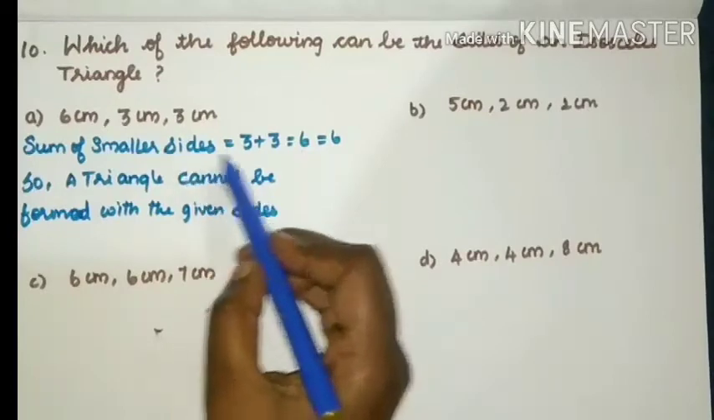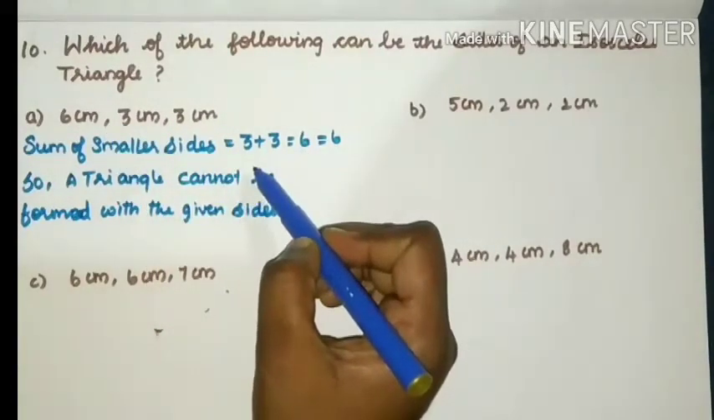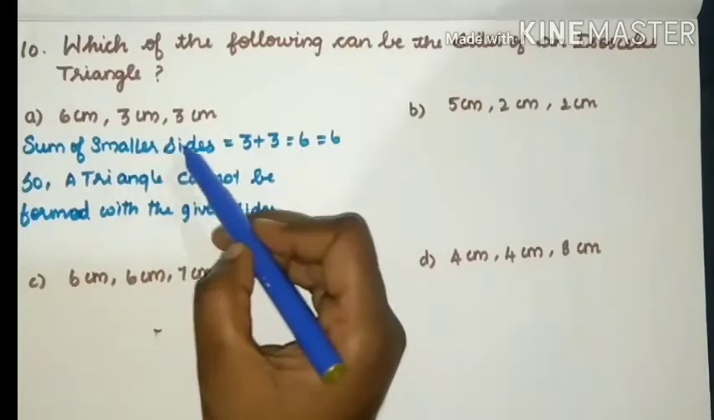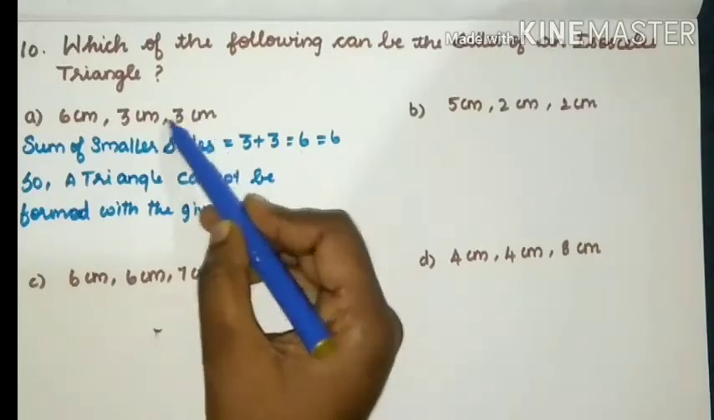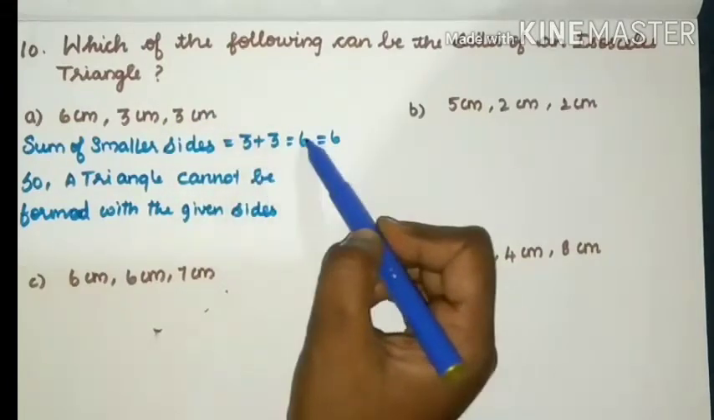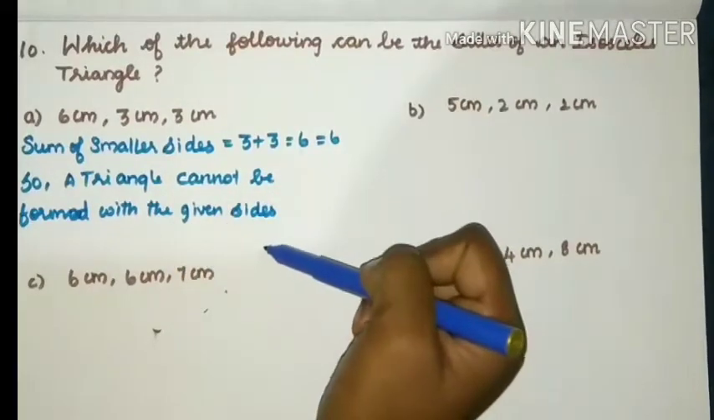Because here the sum of the smaller sides is equal to the third side. By using the triangle inequality property, if the sum of the smaller sides is greater than the third side, a triangle can be formed with the given sides. But here it is equal. So a triangle cannot be formed with the given sides.